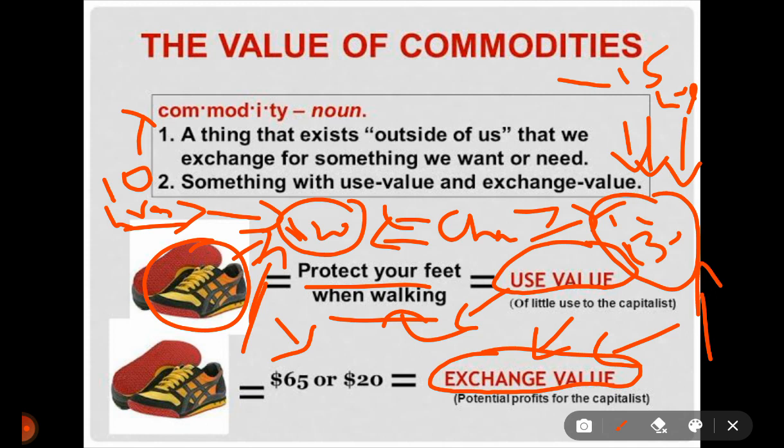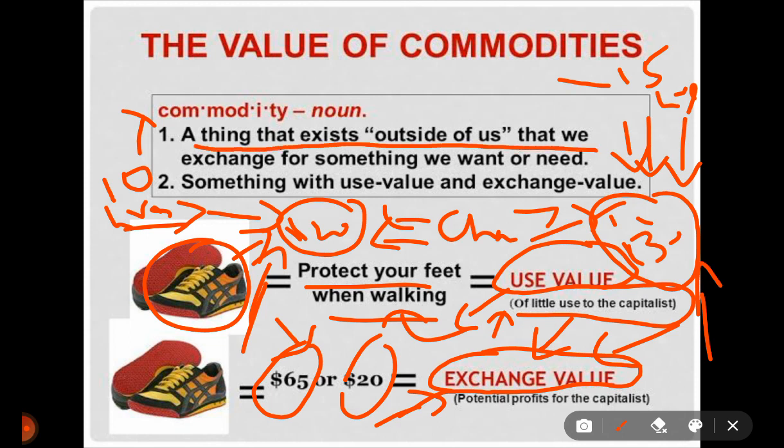He says that use value is of no interest to the modern capitalist. Modern capitalists make profits by relying on the exchange value. This is the value which you see when a thing has a price tag. He says that exchange value can be different, like $16, $65, $20. It could be different from commodity to commodity. So what is a commodity? A thing that exists outside of us that we exchange for something we want. So something with use value and exchange value.